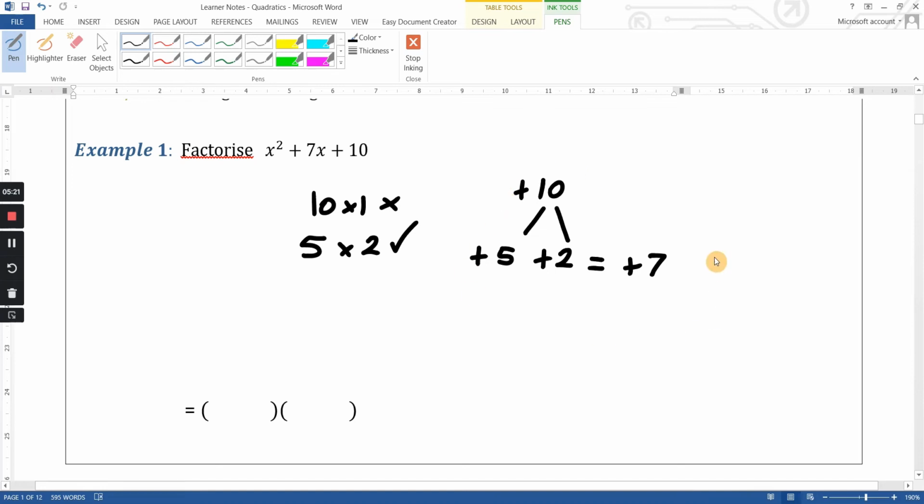So if you're not sure which 2 numbers to think of, do draw this funny little diagram. I think it helps. And do think of all the possibilities that you're going to get, all the different combinations that are going to make the positive 10 in this case, for example. And you'll find that there's no other combinations that give you that positive 10. There's only going to be 10 and 1 or 5 and 2.